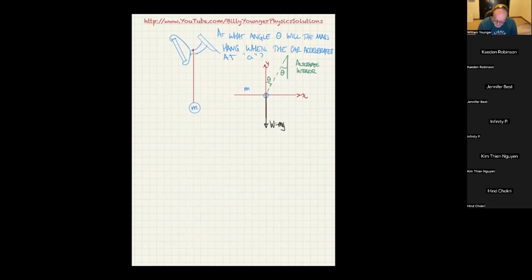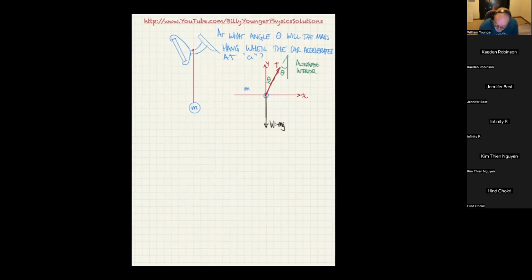So what you see now is a free body diagram that has a weight mg pushing down, but we also have something else touching the mass, and that's the string. And that string, of course, points right along that green line. Okay, and that makes a tension T.